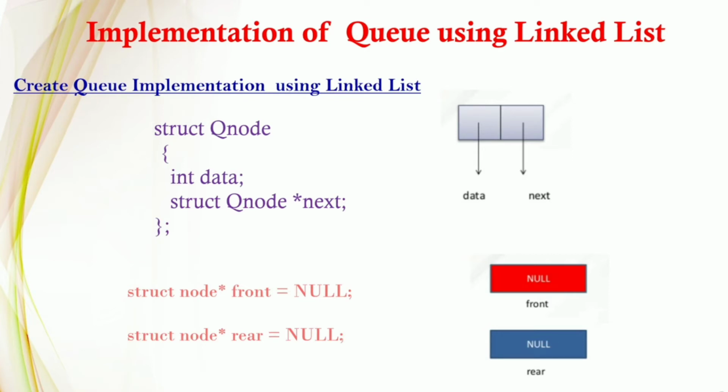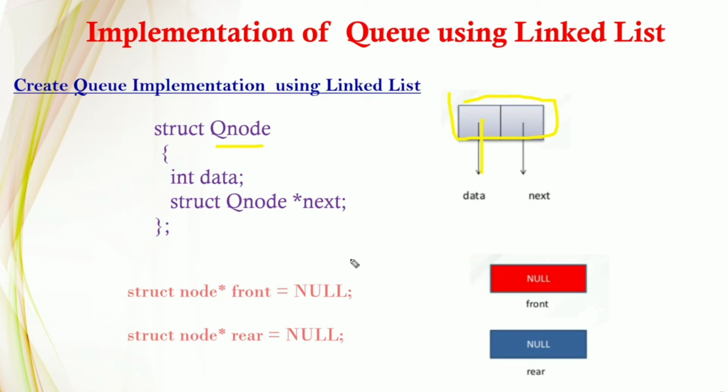Implementation of queue using the linked list. At first we create the queue implementation using the linked list. First we have to define the node. I am declaring the struct queue node. Every node has two parts, data part and next part. This is the node, which has two parts: data, where the elements are inserted, and next, which points to the next node of the list.